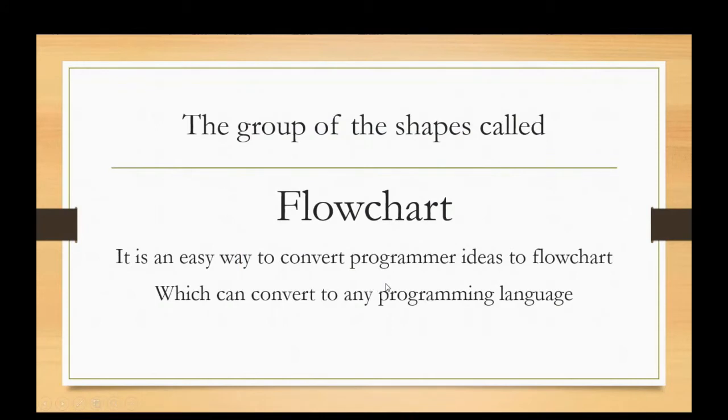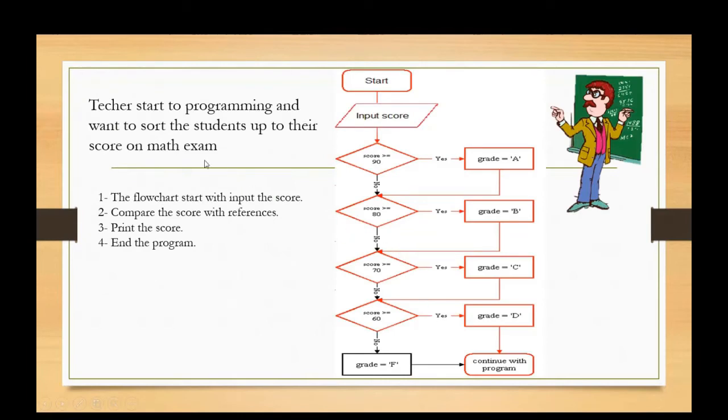It is an easy way to convert a programmer's idea to a flowchart, which you can convert to any programming language. You start with the idea and draw the flowchart, then convert the flowchart to a programming language. Here, a teacher wants to sort students by their score on a math exam. The flowchart starts with input the score, compare the score with reference, print the score, end the program. So you start here, input the score.